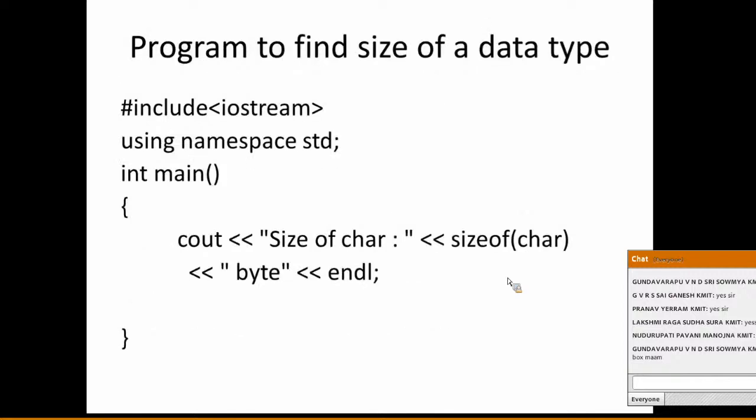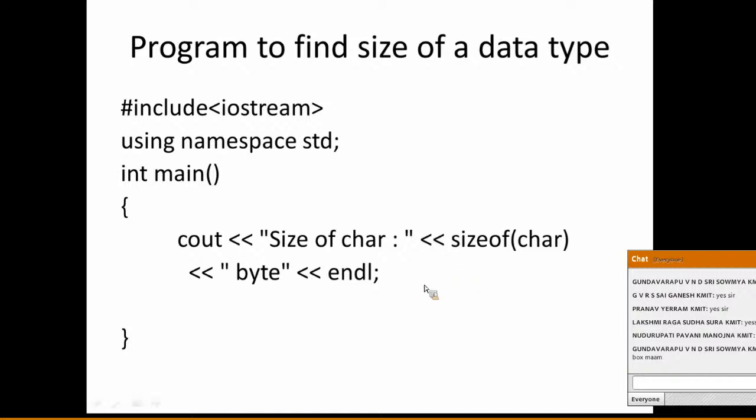Now, I've taken a small program to find the size of a data type. Without a class, I'm working this program. I'm not using the concept of a class over here. So hash include iostream, using namespace std, because I'm trying to eliminate std colon colon while working with input output over here. So using namespace, integer main cout.